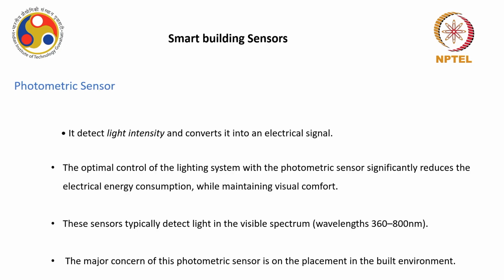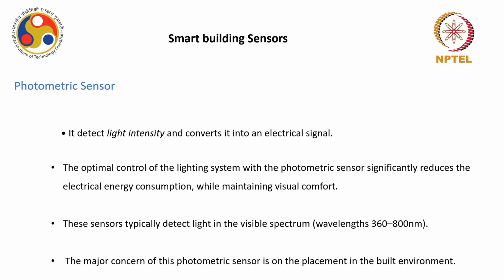So let us try to understand these photometric sensors, because till now we have not talked about this kind of sensor in our course. The photometric sensor, as the name suggests, detects the light intensity and converts it into an electrical signal. That is what we have seen in the definition of a sensor. So this kind of sensor will detect light intensity and convert it into a readable electrical signal.